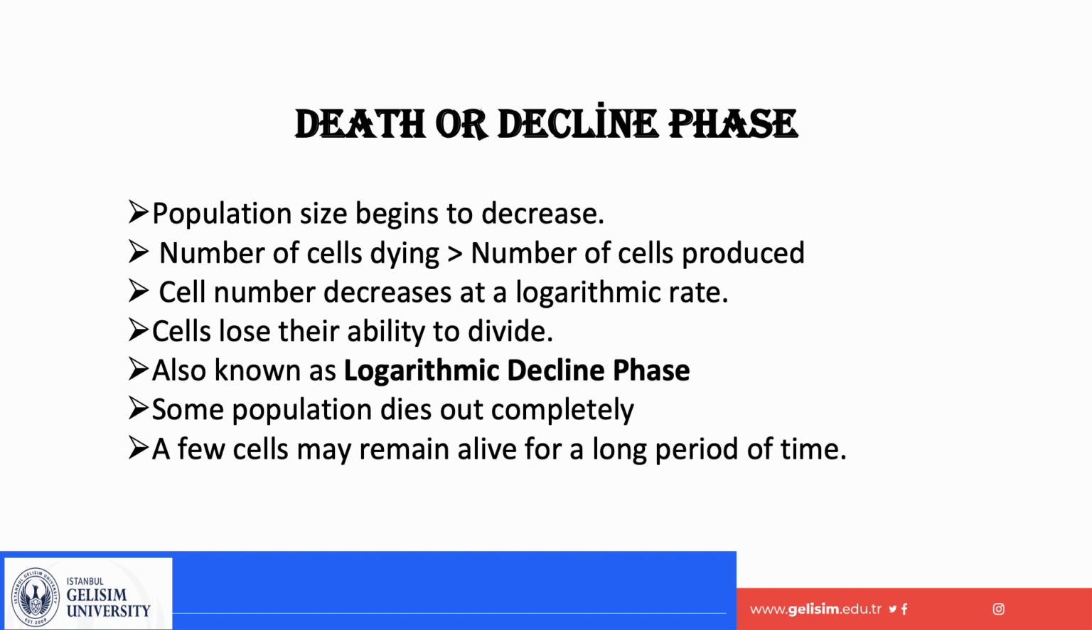The death or decline phase is the period of bacterial growth when the population size begins to decrease. During this phase, the number of cells dying is greater than the number of cells that are produced, and this results in a logarithmic rate of decline. Cells lose their ability to divide during this phase, which is also known as the logarithmic decline phase. Some populations may die out completely, while a few cells may remain alive for a long period of time.